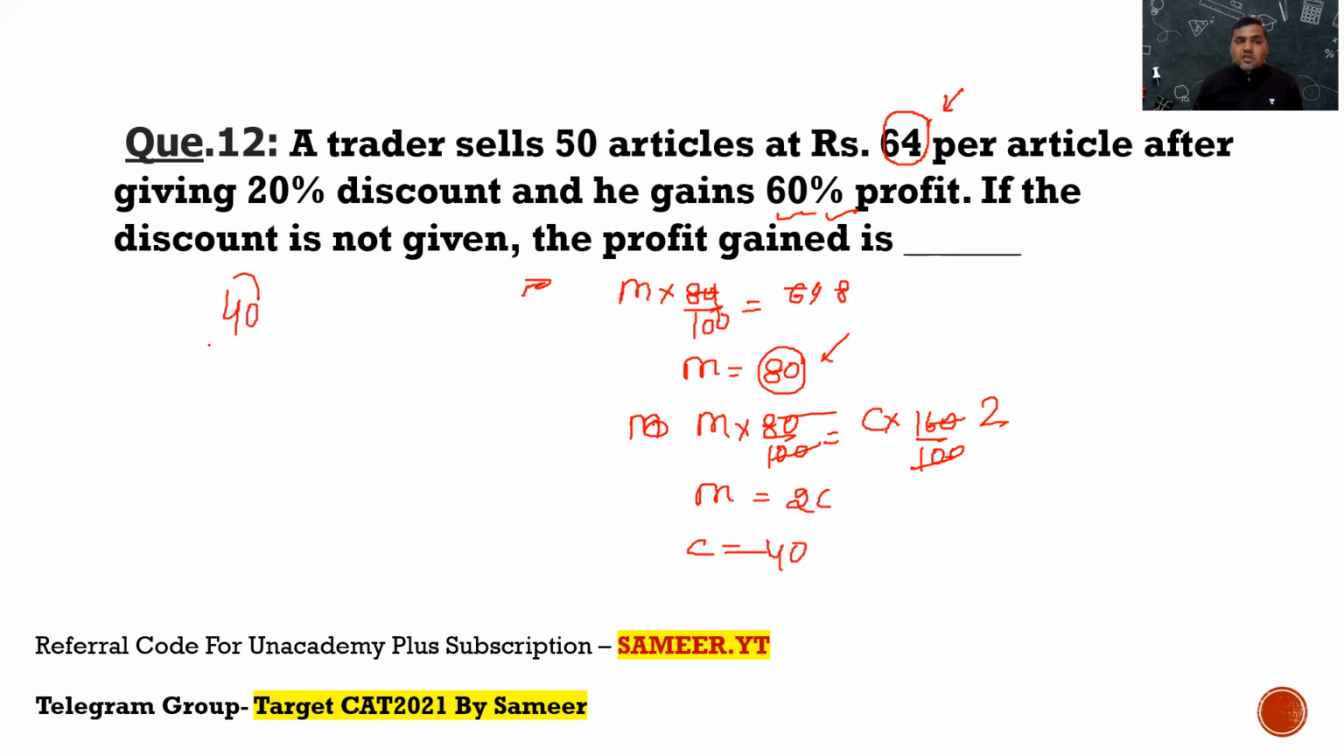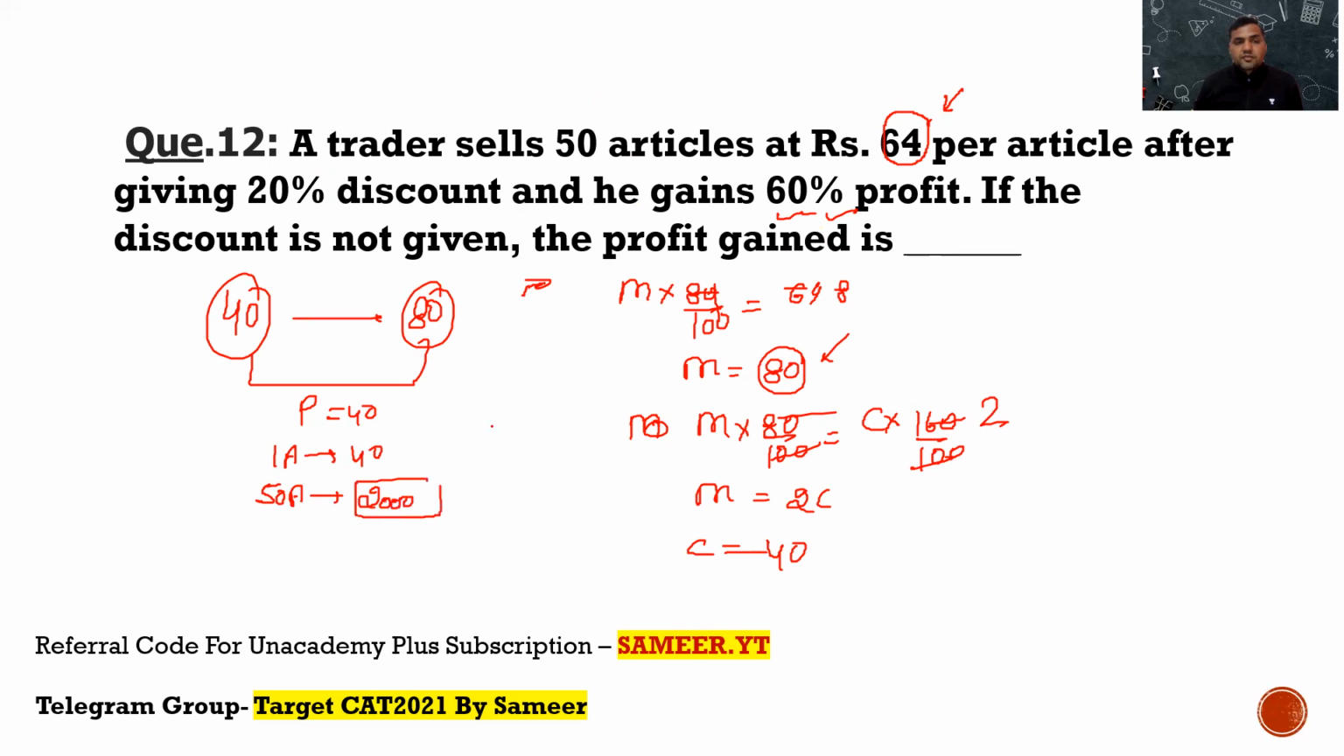That means you're selling the goods worth 40 rupees at 80 rupees without any discount. The profit is 40 on one article, right? One article profit is 40, 50 articles profit is 2000 rupees. That's the answer to the question, right?